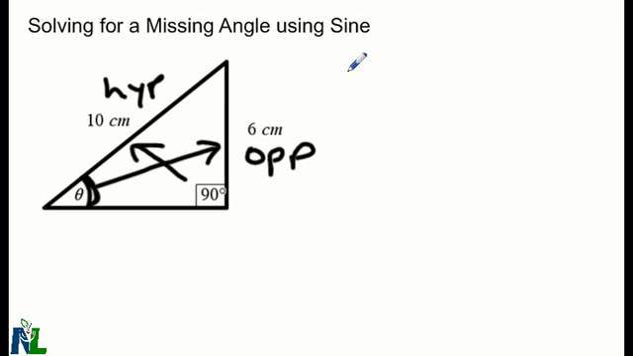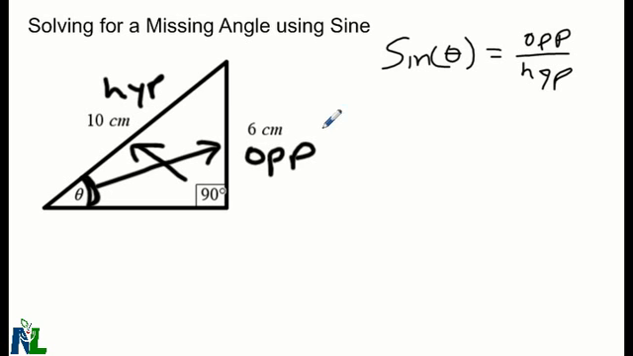So what is the sine ratio? The sine ratio says that the sine of any angle given, or in our case we're trying to find it, is equal to the opposite side divided by the hypotenuse. So for us, we're looking at solving for that missing angle, that theta. Sine theta is going to equal the opposite side, which is 6, divided by the hypotenuse, which is 10.